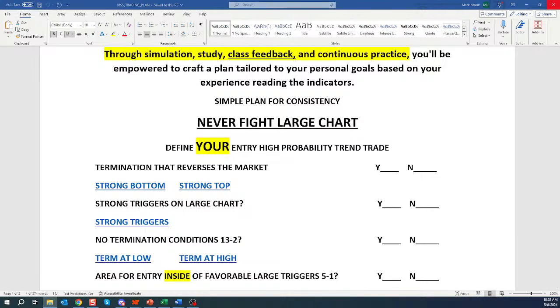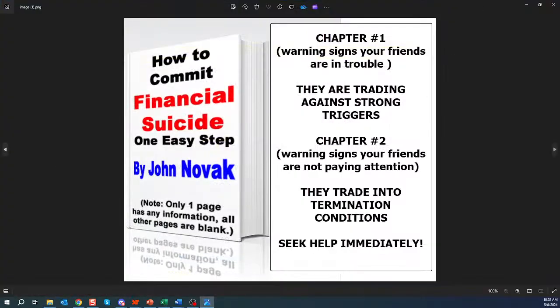I can't say that enough, because if you can get that from day one, if you can say to yourself on day one, I'm not going to trade against strong triggers. If you can say on day one, I won't trade into termination conditions, you are 70 to 80% better than the average new trader.